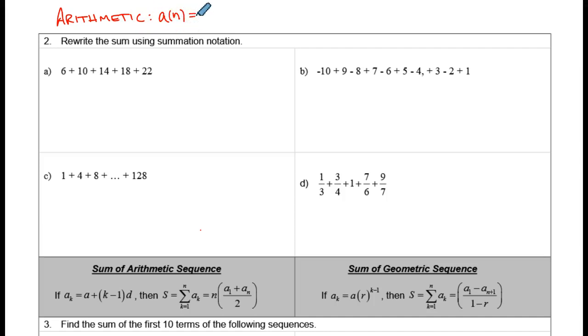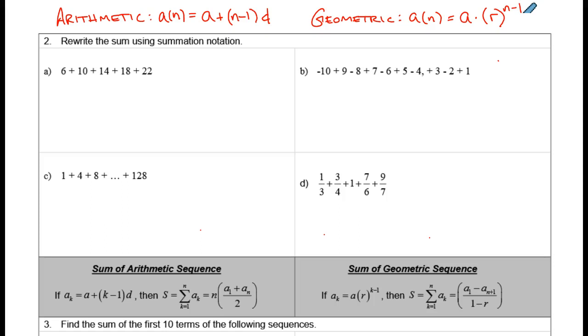So the nth term of an arithmetic sequence is equal to the first term plus quantity n minus 1 times the common difference. And for a geometric sequence, the nth term is equal to the initial term times the common ratio raised to the n minus 1 power. All right, so enough of that. Let's take a look at example 2.